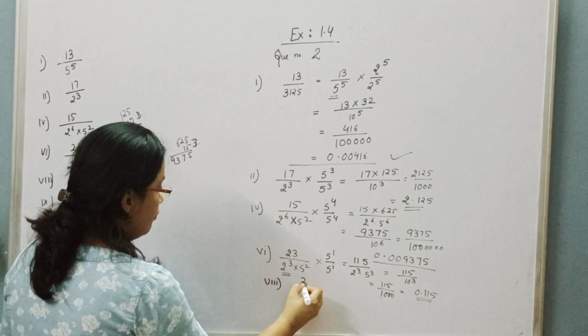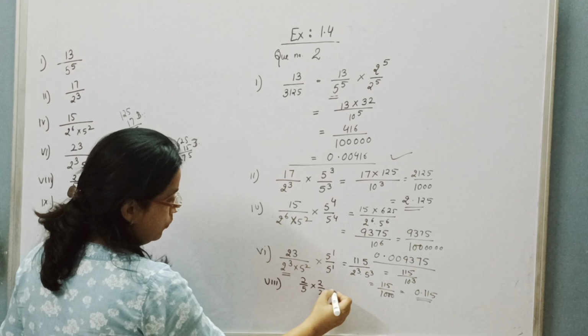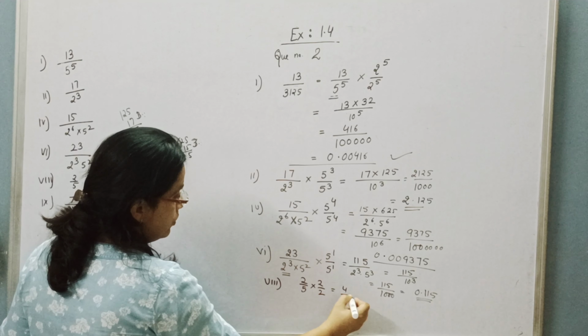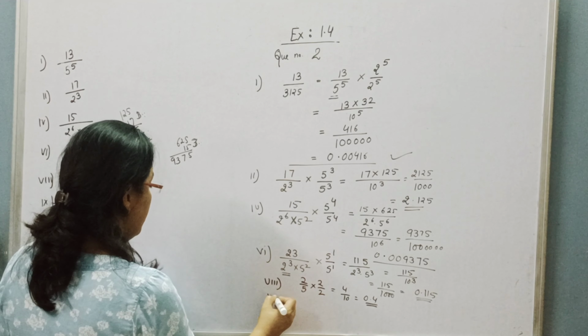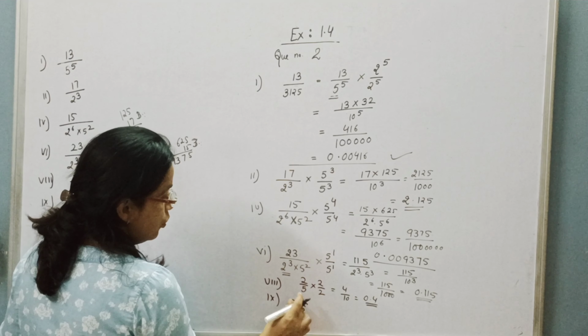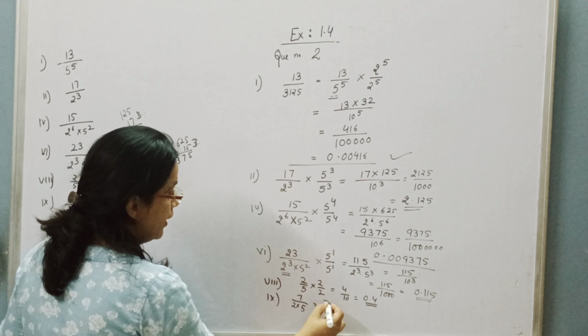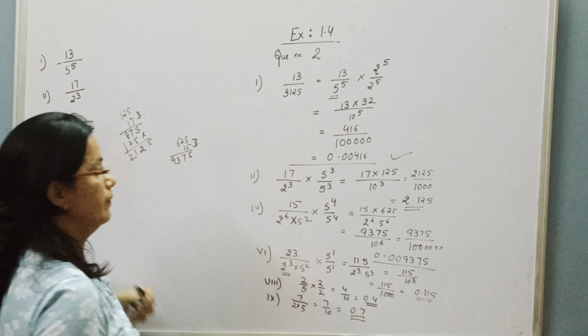In the same way we will do part number 8, and that was 2 by 5. So simply we will multiply it by 2 by 2. 5 twos are 10, so the answer would be 0.4. And last, part number 9: 7 upon 2 into 5. So 2 into 5 means 10, so simply it would be 0.7.